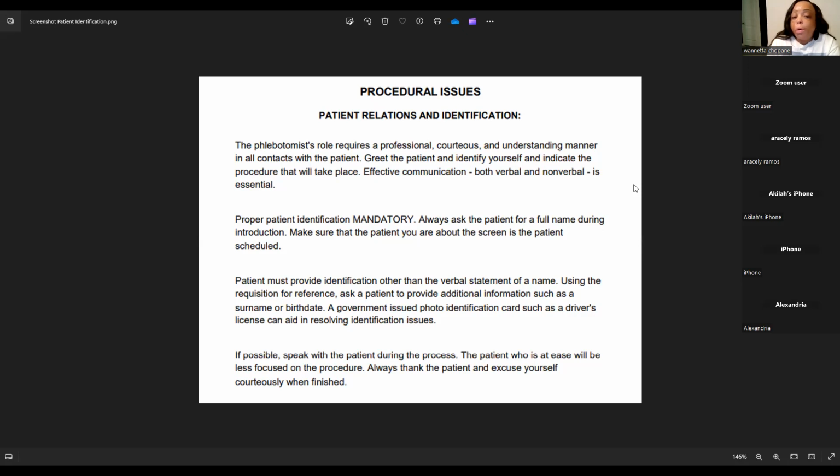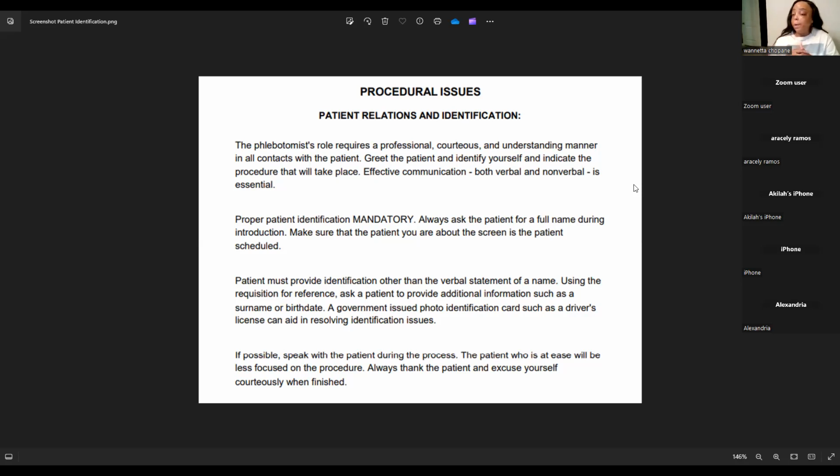The phlebotomist role requires a professional, courteous, and understanding manner in all contacts with the patient. Make sure you greet the patient, identify yourself, and indicate the procedure that will take place. Effective communication, both verbal and nonverbal, is essential. So, hello, Miss Michaela, my name is Juanetta. I'll be your phlebotomist today. The doctor has ordered blood work, and is it okay for me to draw your blood today?